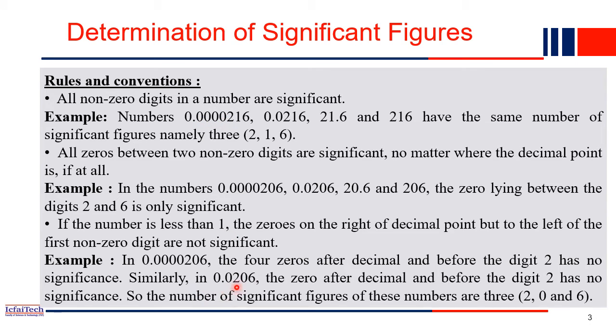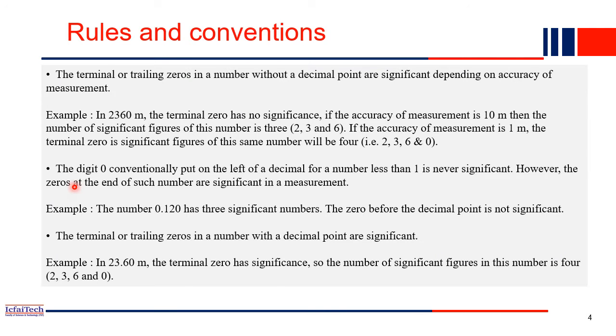Similarly, if you take this number, this zero is not significant. Similarly here, the four zeros after the decimal point before the 2 have no significance. Okay, so that is our third rule; in the last slide we have seen the three rules.